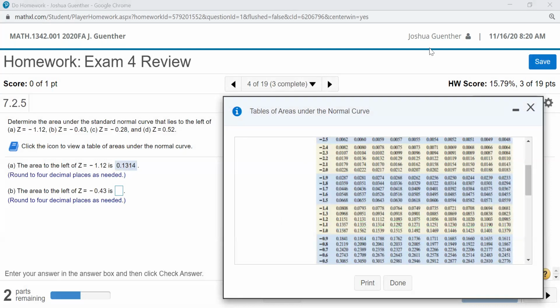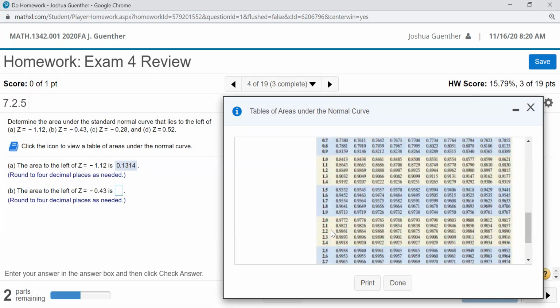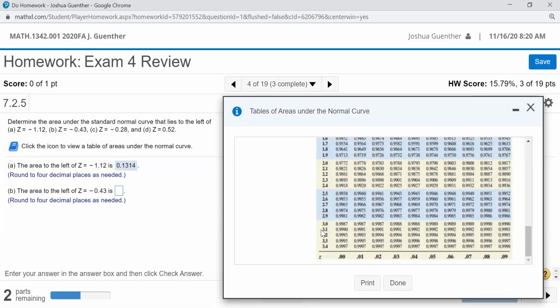This z-table has both negative and positive z-scores on it, which is really nice, because when I was coming up in statistics, they would just give us a z-table that only had the positive z-scores, and we had to appeal to symmetry. But thankfully, they are very kind to you.